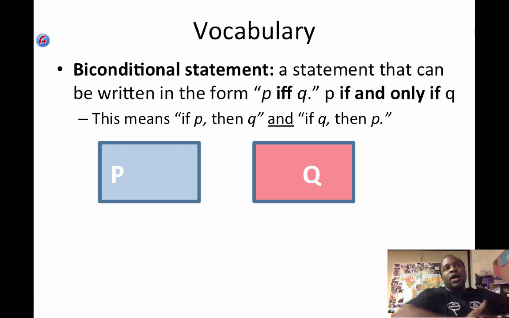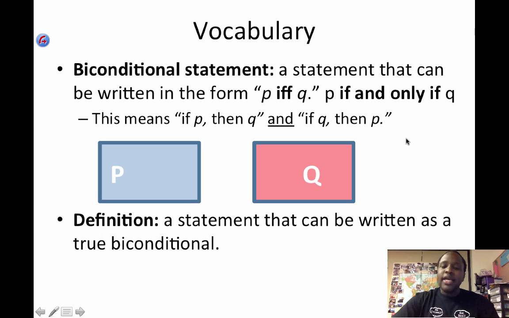So the hypothesis to conclusion is true, and the conclusion to the hypothesis is true. It is a statement that is written in the form of hypothesis, if and only if conclusion. P, if and only if Q. And the shorthand for if and only if is IFF. So this means if P, then Q, and if Q, then P. A definition is a statement that can be written as a true biconditional. So it's when the biconditional is true.